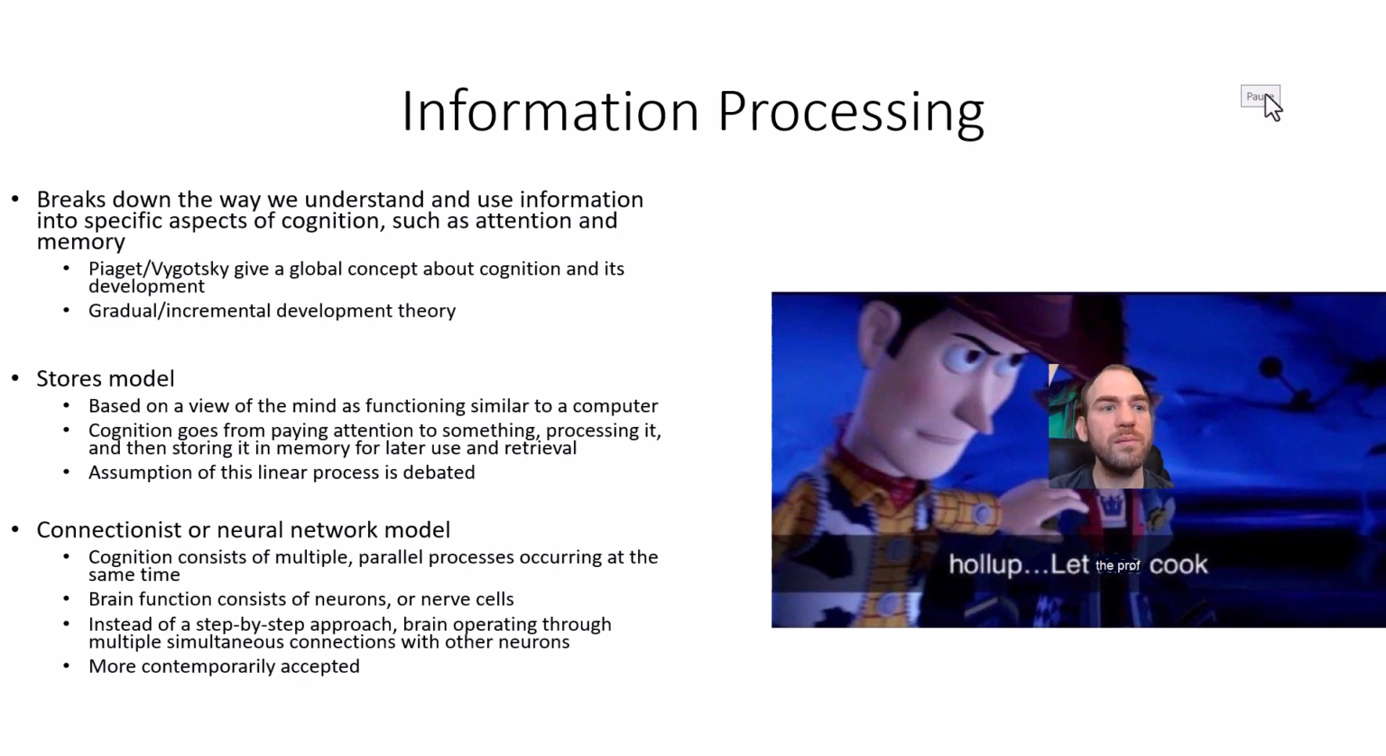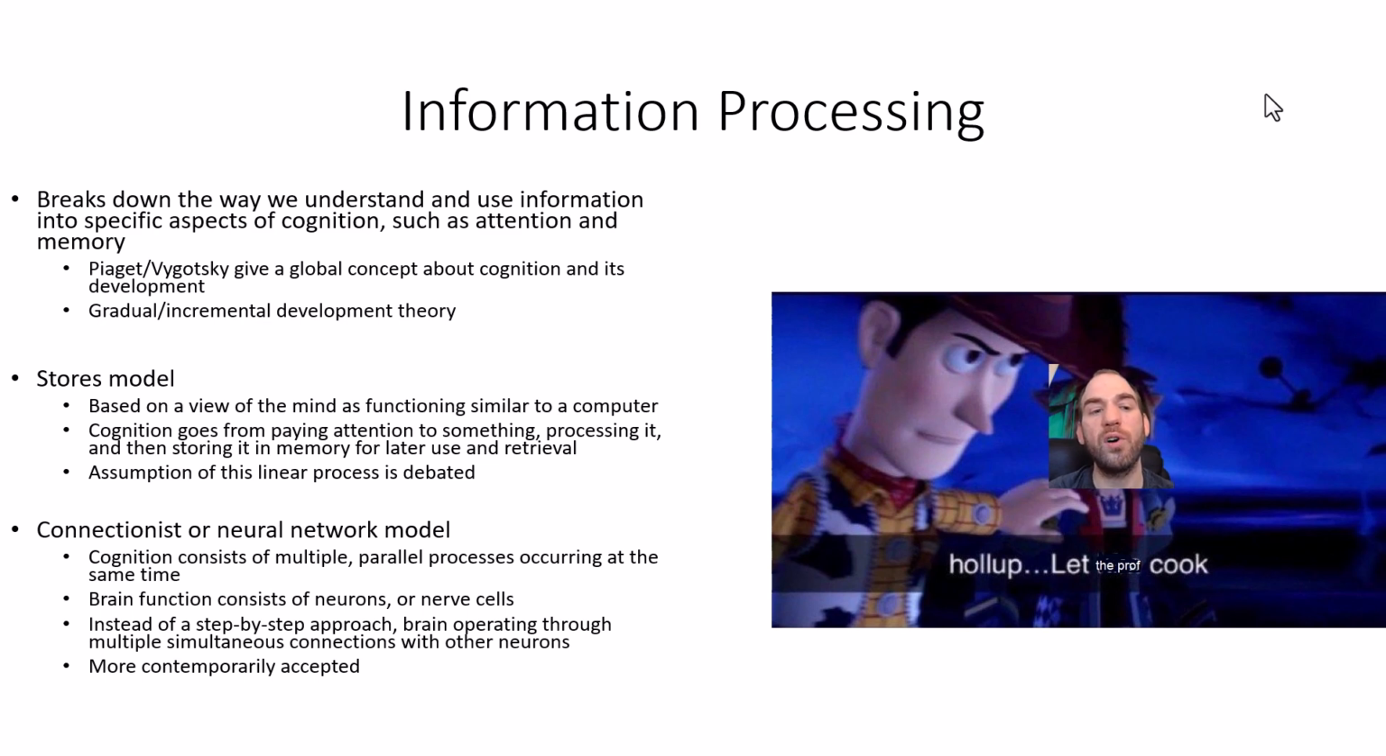Information processing. It breaks down the way we understand and use information into specific aspects of cognition, such as attention and memory. Piaget and Vygotsky gave a global concept about cognition in its development. However, information processing is a gradual, incremental developmental theory. There's two concepts we'll talk about related to this theory.